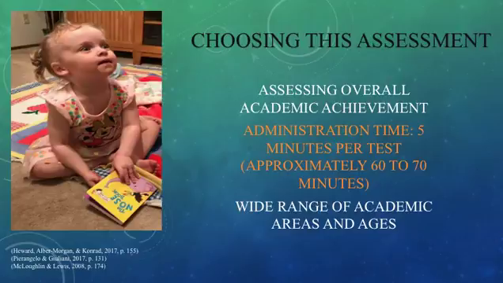Well, why choose the Woodcock-Johnson 4 Test of Achievement? Well, I think that it's a good overall evaluating measure of academic achievement in a wide range of academic areas, as we've seen, in ages from 2, Sable's age, to 90, grades kindergarten through college.